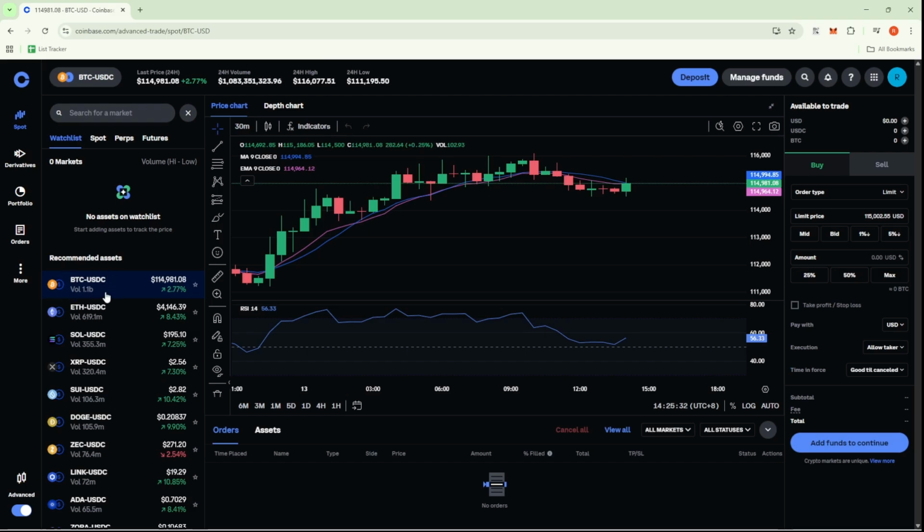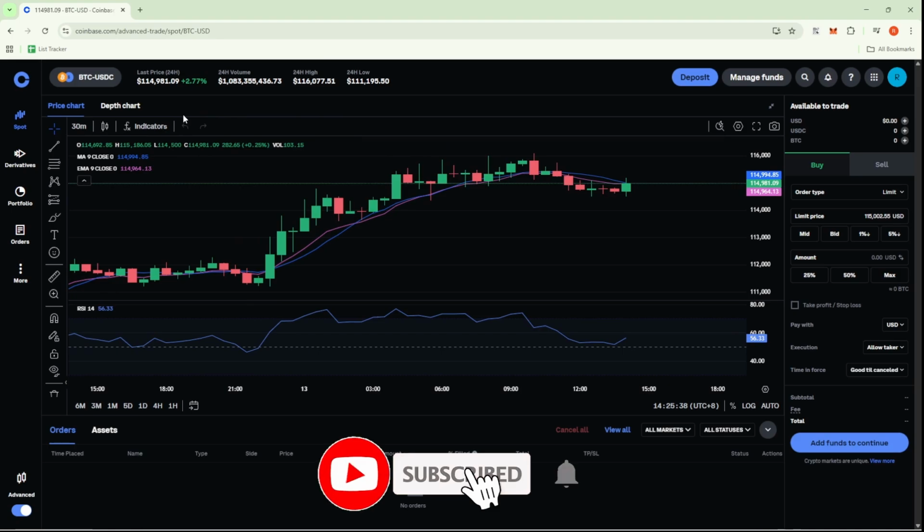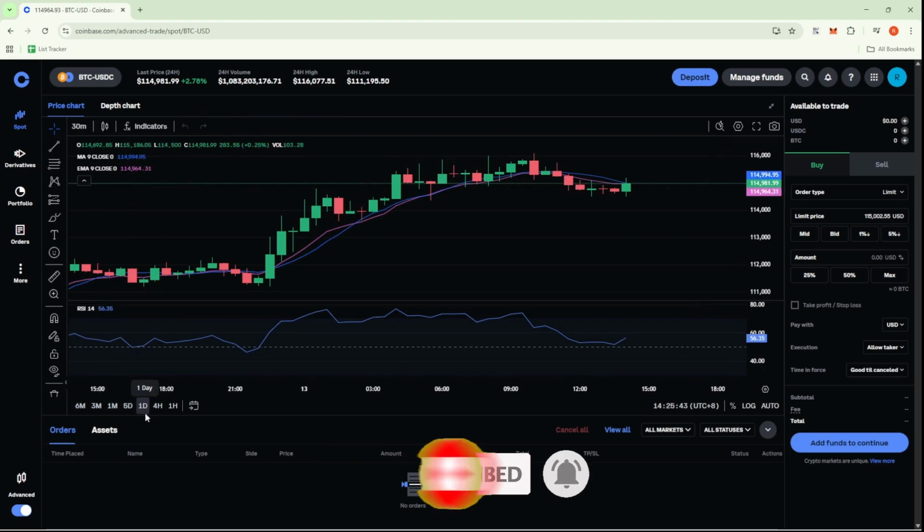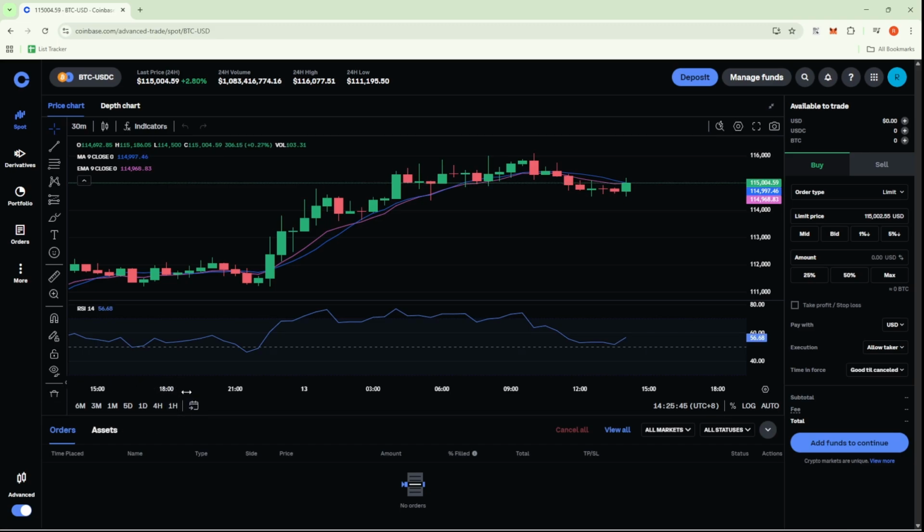You can also add indicators like RSI, EMA, and moving averages to better understand market directions. Don't forget to watch trading volume and candlestick patterns, as they can help you identify potential entry and exit points.